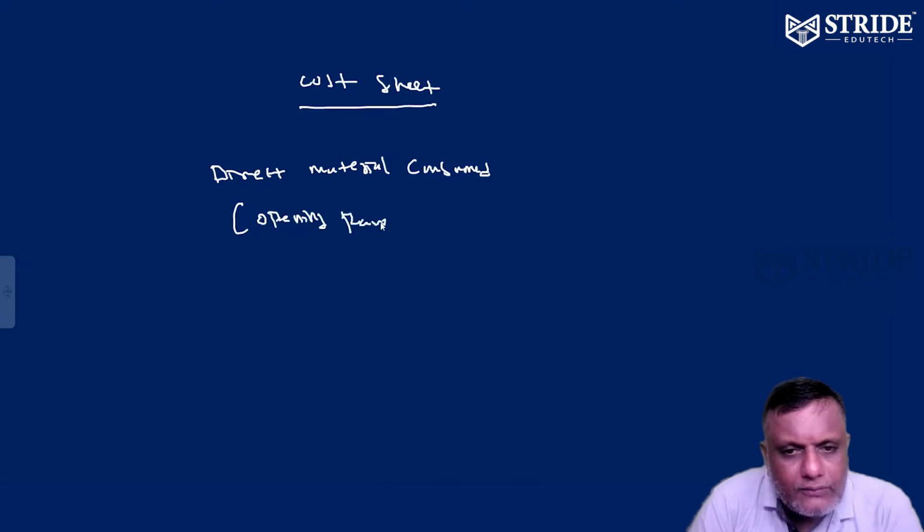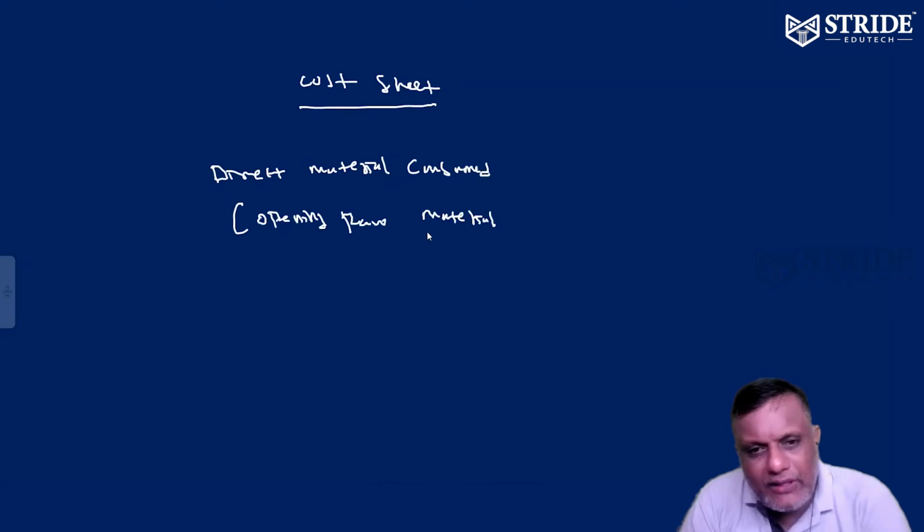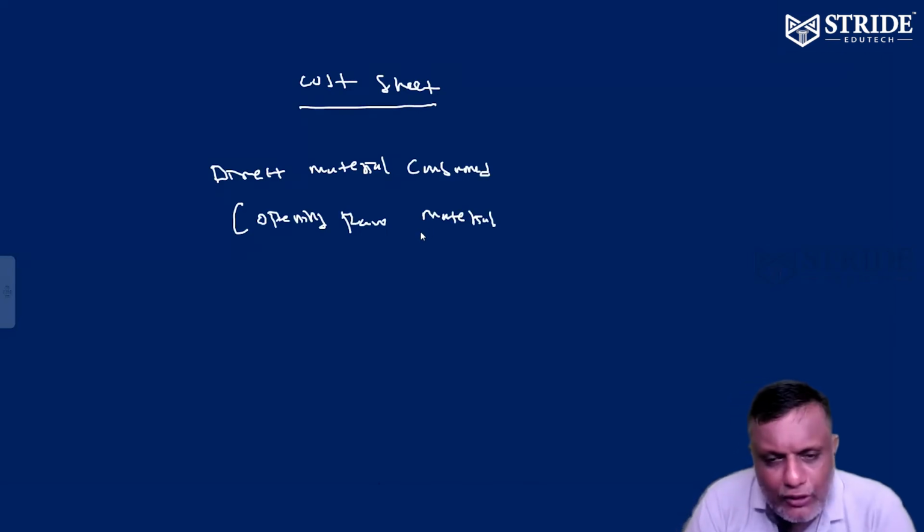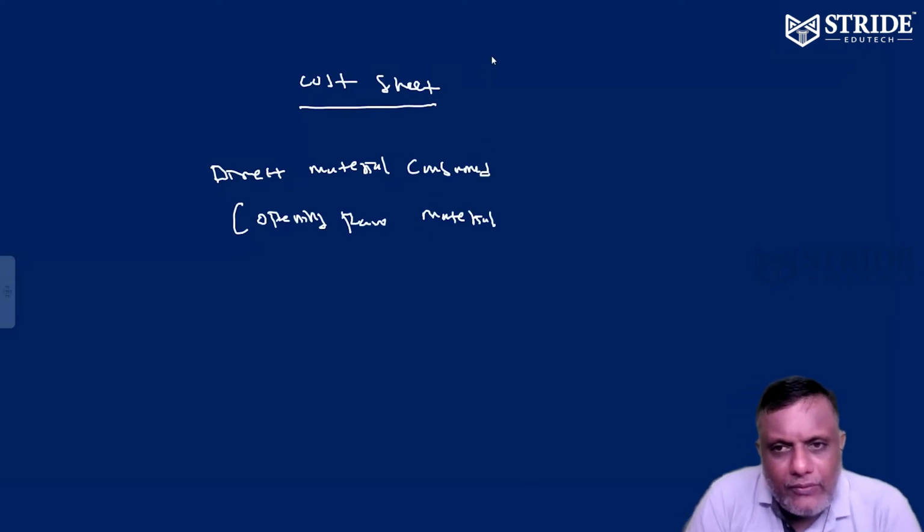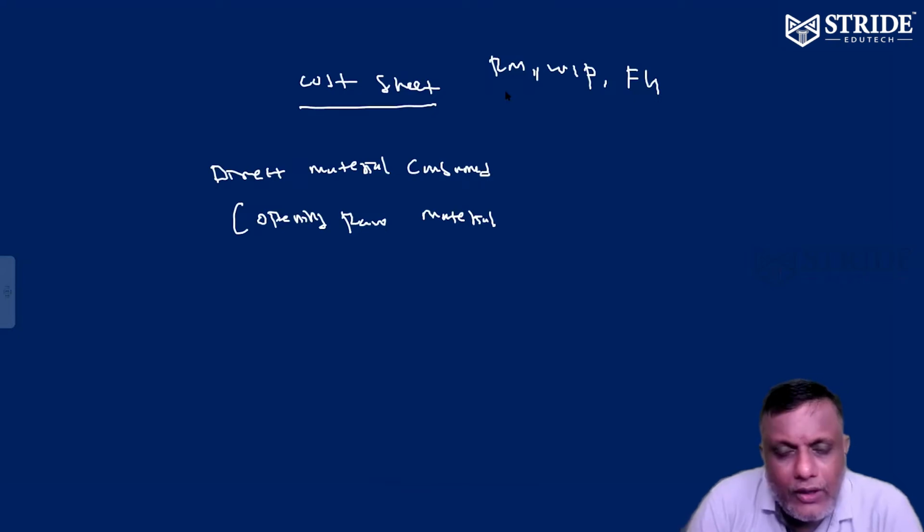That is equivalent to opening raw material. Before we start any production, generally we have raw material available, correct? There are three stages. First one is raw material. Number two, work in progress. Number three, finished goods. These are the three stages of any production. So input, process, output. Input is raw material. Process is work in progress. Output is called finished goods.